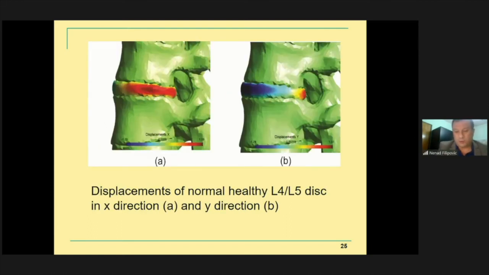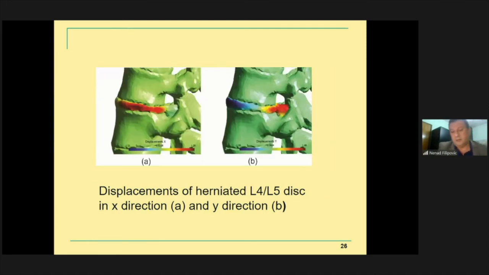If we look at the total displacement for the normal L4, L5 disc in X and Y directions, we can see the difference. Of course, the larger difference is in the X direction because we have the loading in this direction from the point of view of how we put the total system, but we can also see the distribution for the total disc and positions. Displacement of the herniated disc is different.